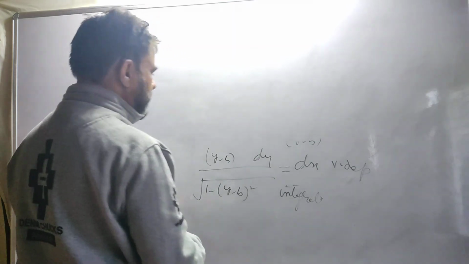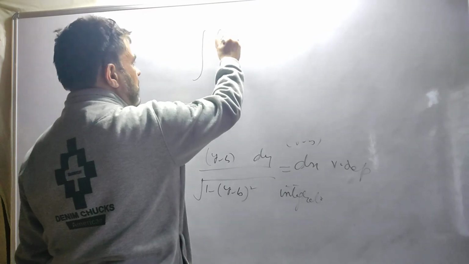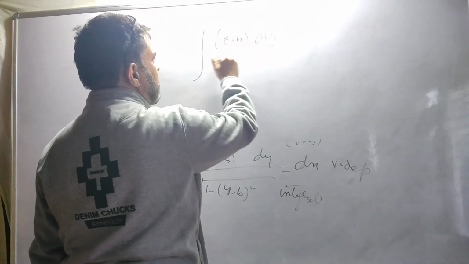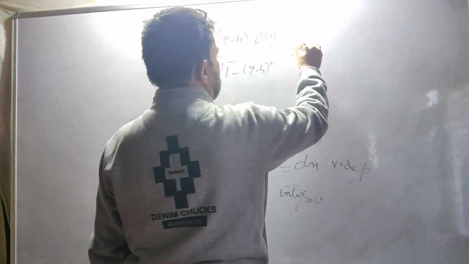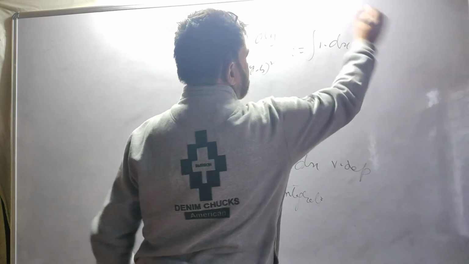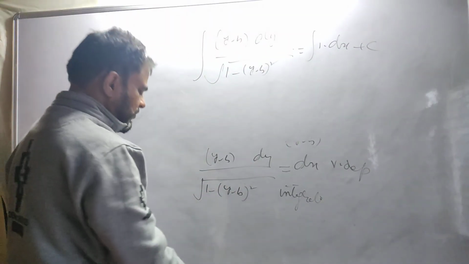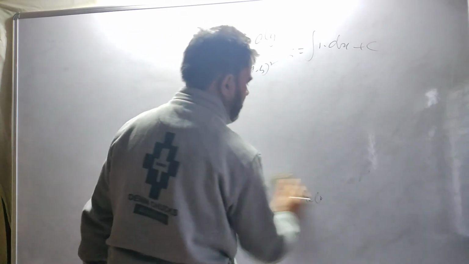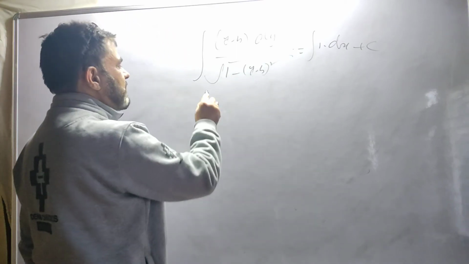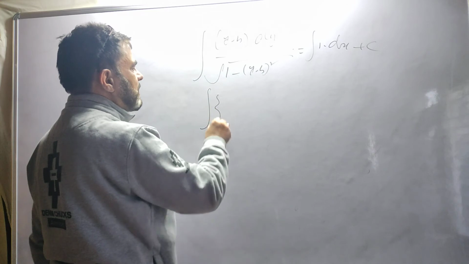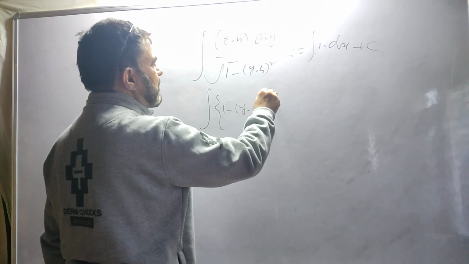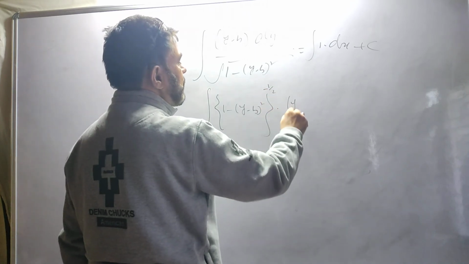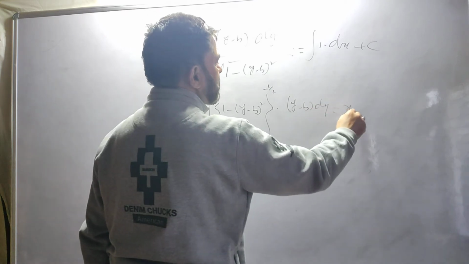Well, when you integrate it, what do you get? It is integral of y minus b dy over under root of 1 minus y minus b square is equal to integral of 1 dx plus c. Can you integrate it? Very easily. You can integrate in two ways. One way is substitution. Another way is this. It is 1 minus y minus b square raised power minus 1 by 2 into y minus b dy is equal to x plus c.